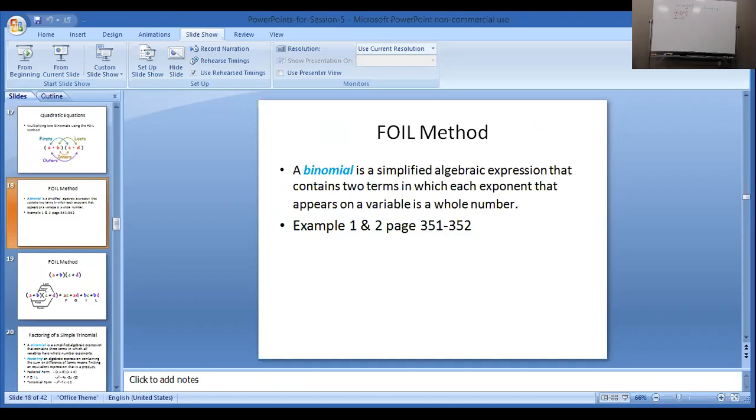For example, that's where we get the abbreviation FOIL: first term, outside term, inside term, and the last term. So we have (x + 3) times (x + 4). In order to solve that, x from the first parenthesis gets multiplied by x from the second parenthesis.